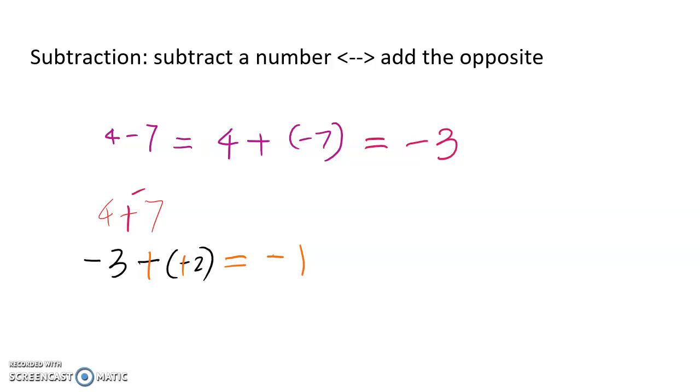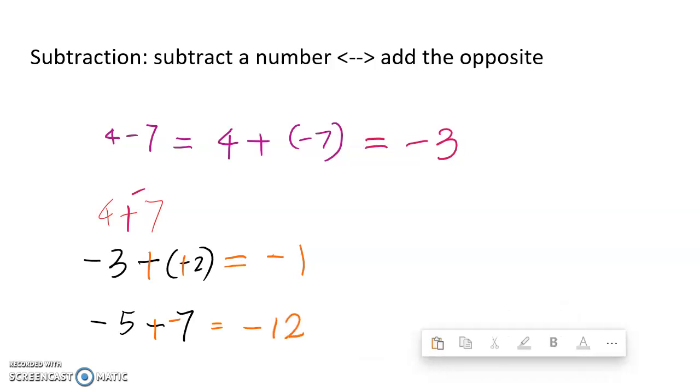Okay, one more example. So if I do negative 5 minus 7, it is subtraction. All right, we will turn the subtraction into addition and the next number into its opposite. So it becomes negative 5 plus negative 7. Since they have the same sign, we'll keep the same sign, which is negative, and add the two absolute values, which is 5 plus 7, 12. Negative 12 will be the answer.